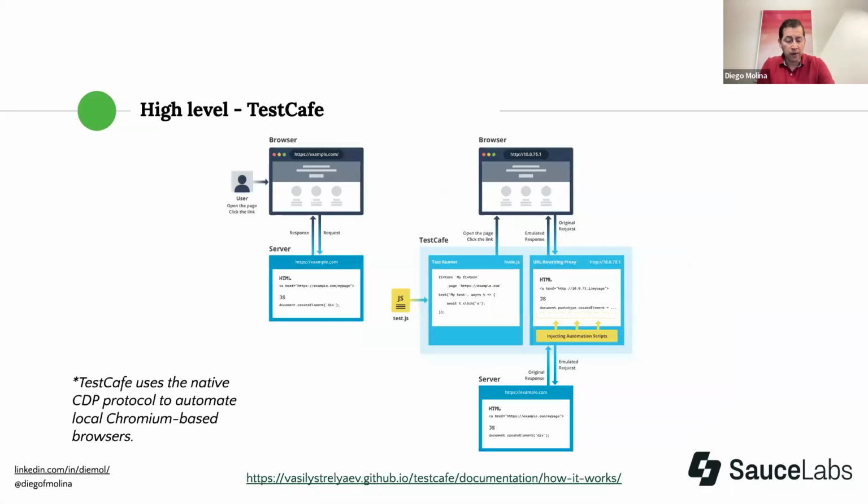Test Cafe works very similarly. I'm not going to go through all the detail because conceptually it's the same. What I want to mention about Test Cafe is that at some point they started to see that this proxy, this man in the middle, was a high overhead in their tests. And they started to use the CDP protocol, the Chrome DevTools protocol, when they were using Chromium-based browsers. And that has been a relief for them, and I'm going to give you some more information about that in a moment.